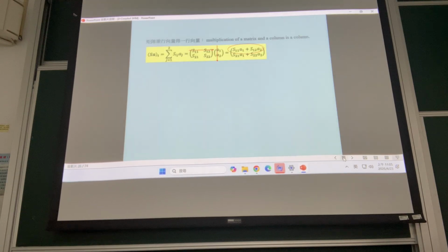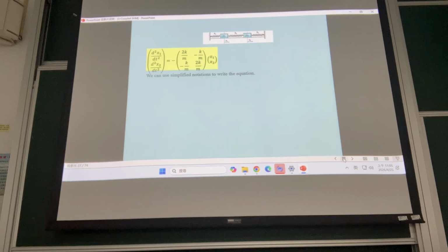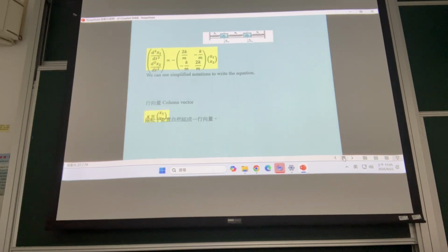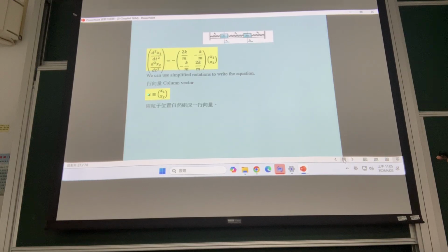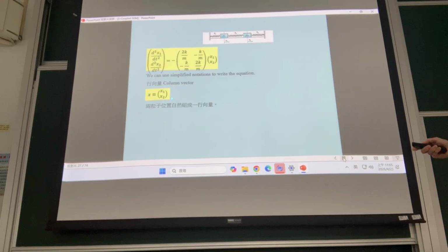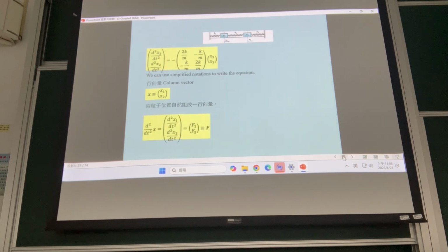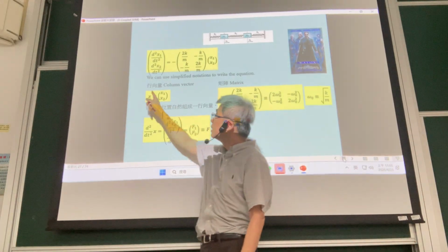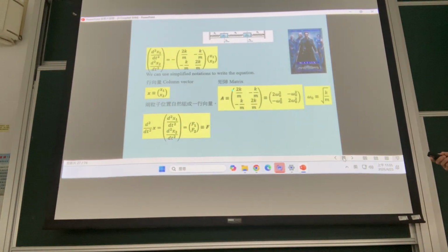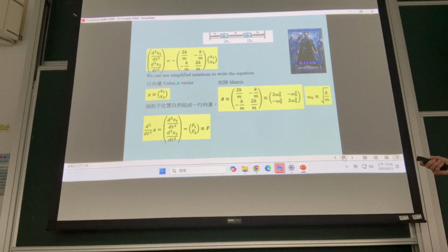Therefore, this equation, we can use a simplified notation to write this complicated equation of motion. If I define X, we call X the column vector X1, X2. It's a bold letter. 所以如果是 bold letter，它要不就是一个 column，就是一个列向量，要不然就是一个 matrix。You can see it's bold. So when you see a bold letter, that means it's either a column vector or matrix.